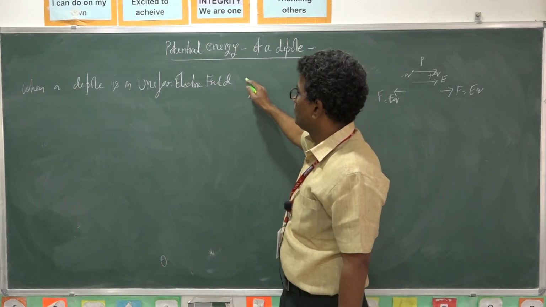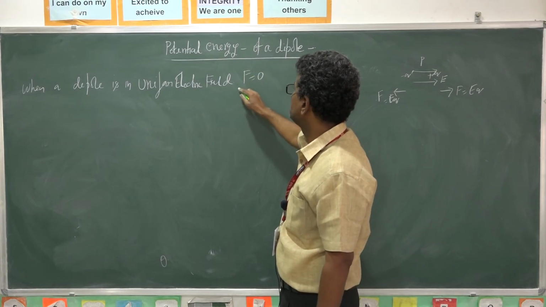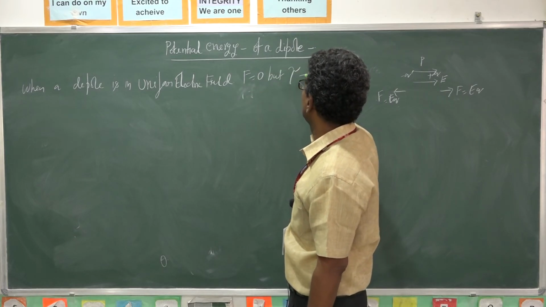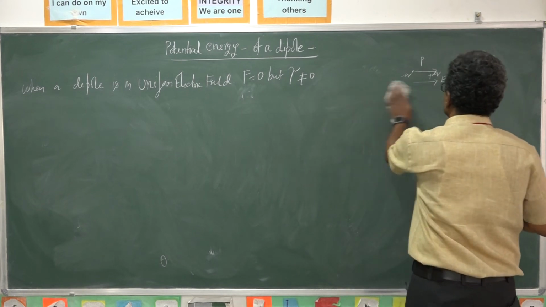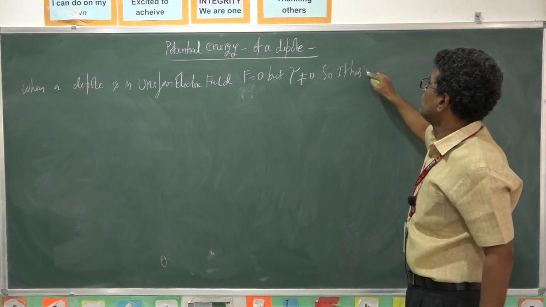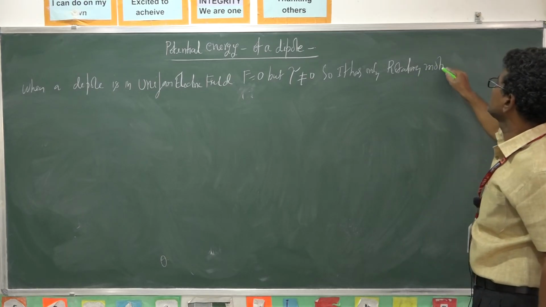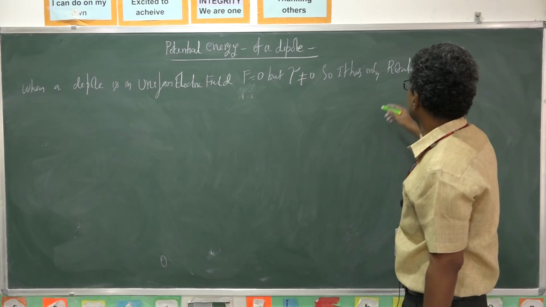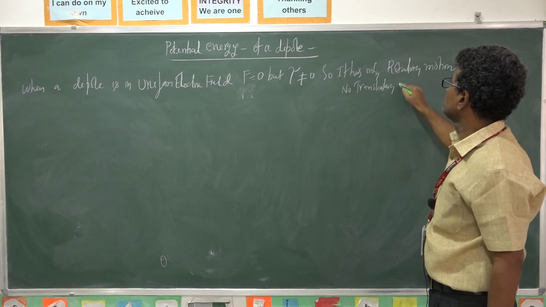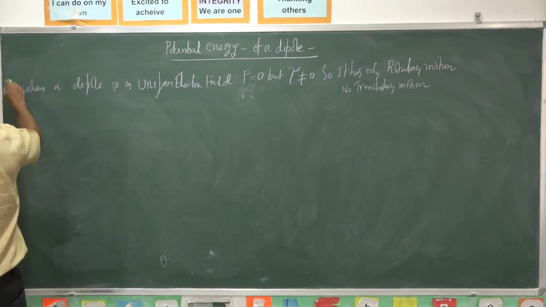So when a dipole is placed in a uniform electric field, force is 0, but the torque acting on it is not 0. So it has only rotatory motion. It will rotate. No translatory motion, because the net force acting on it is 0. This is the first point.